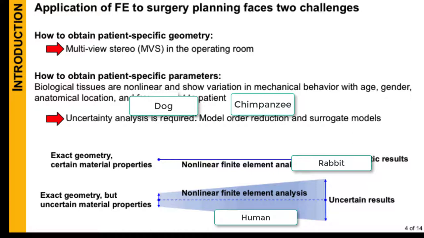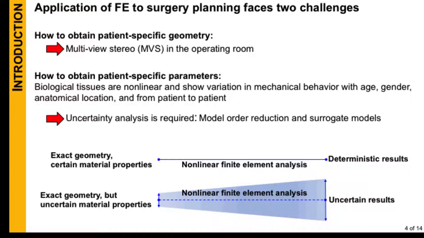So we need to be able to incorporate this into the analysis, which is not something that has been done much for biological materials. Typically, we only see this type of single parameter simulations, not the uncertainty analysis. So what I'm trying to do, which is slightly more fundamental than the geometry acquisition, is develop models that can take uncertainty into account. And to do that, I'm developing reduced and surrogate models for nonlinear finite elements.